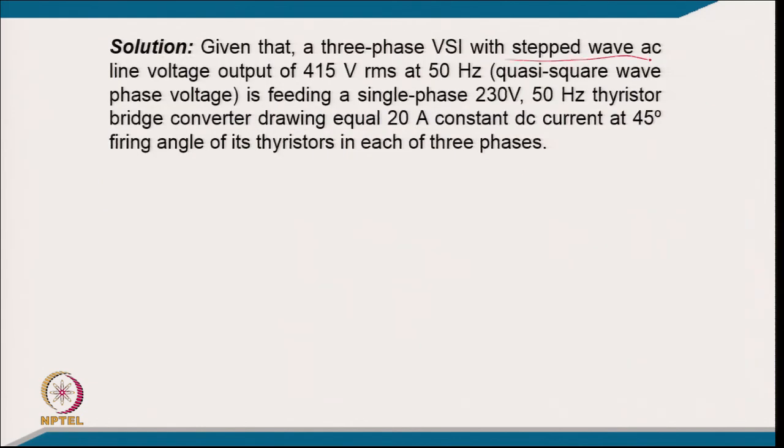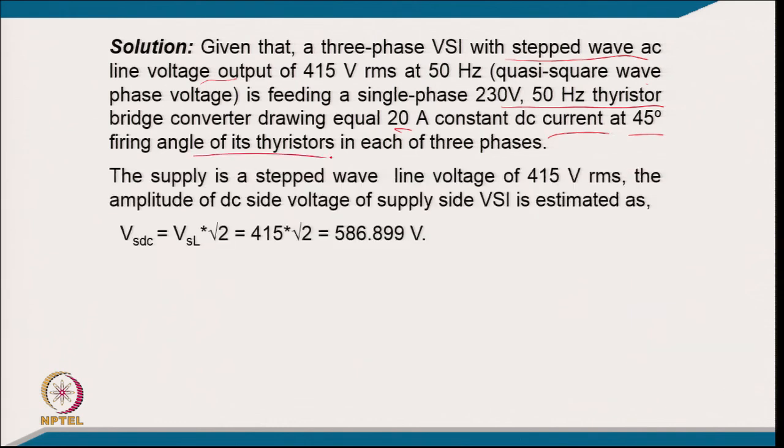Given a 3 phase voltage source inverter with the step line voltage of 415 volt 50 hertz, quasi square wave of phase voltage, feeding a single phase 230 volt 50 hertz thyristor bridge converter drawing 20 ampere constant DC current at 45 degree firing angle of the thyristor for each of the 3 phases, and the supply is a step line voltage of 415 volt RMS.